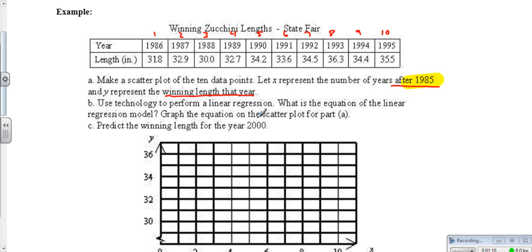Alright, predict the winning length for the year 2000. Once we have that equation, we can predict the length for the year 2000. Again, we're talking about years after 1985, so the year 2000 would be 15 years after. Okay.